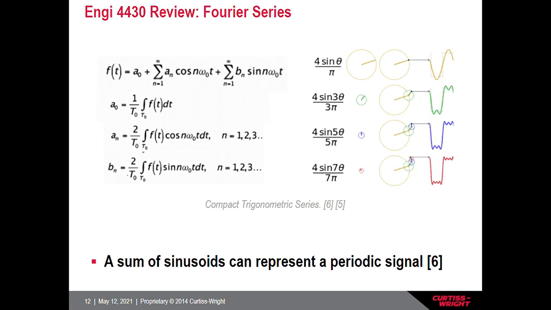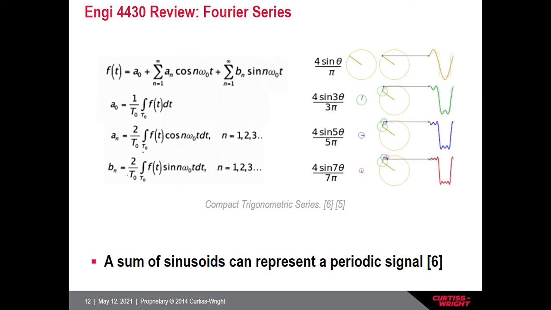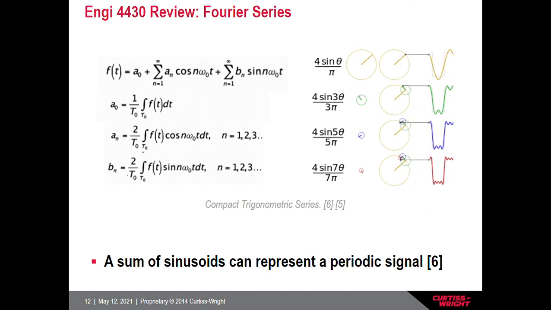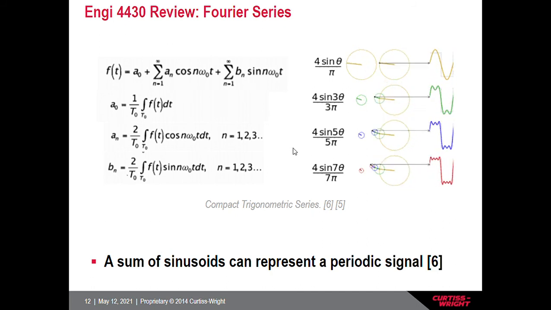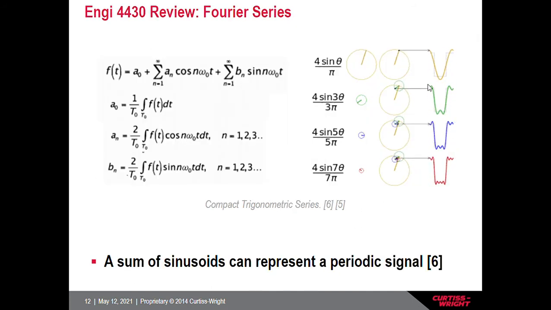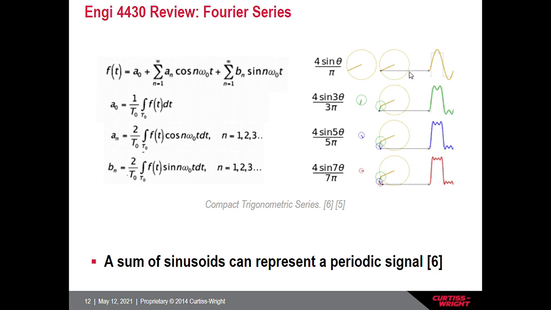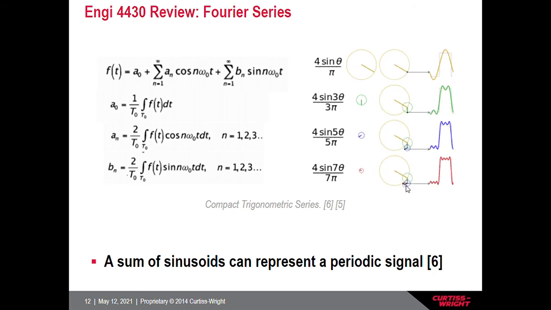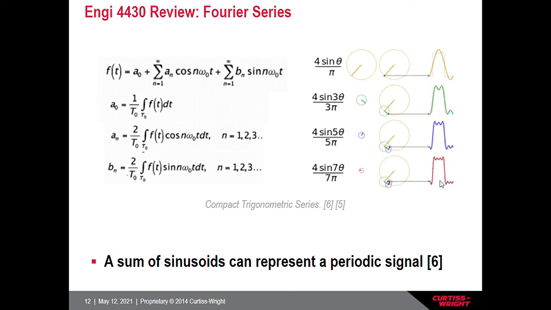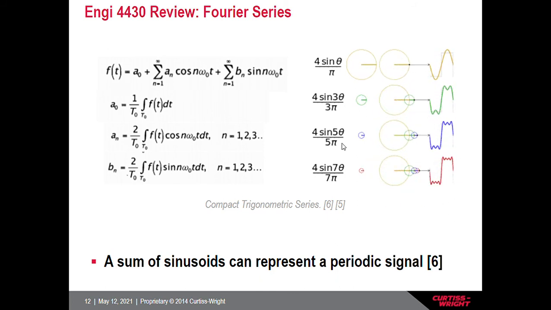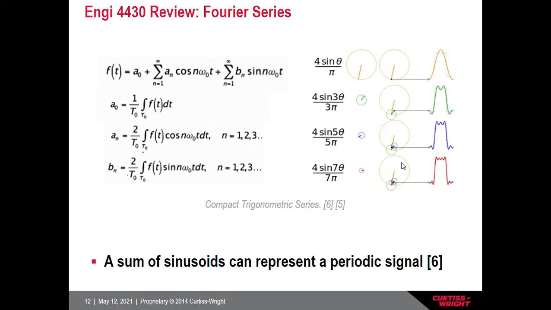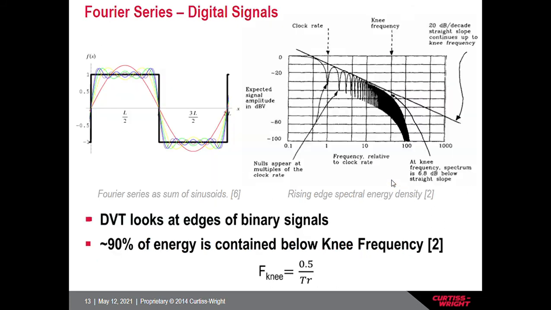Bringing this back to 4430, if you remember, a sum of sinusoids can represent a periodic signal, and that's called the Fourier series. On the right here, this graphic's just exemplifying that as you add more sinusoids, the fidelity of your represented periodic signal goes up. So in this scenario, we're representing a square wave.